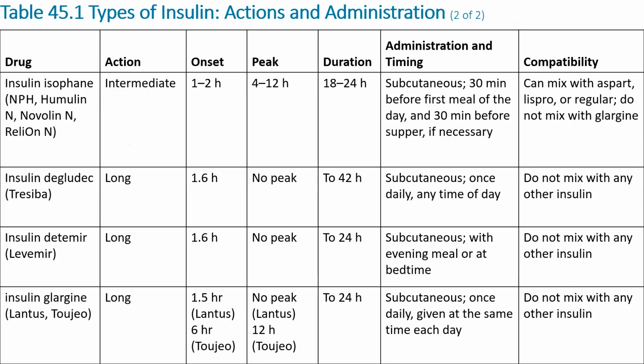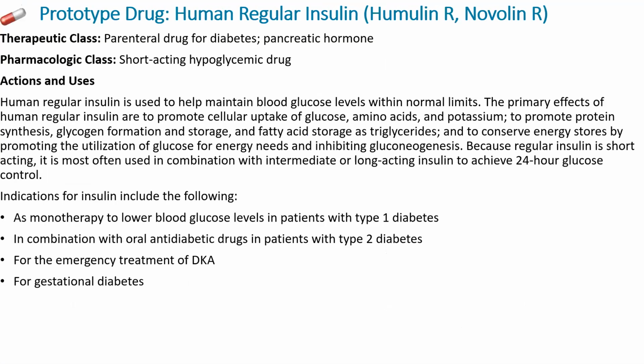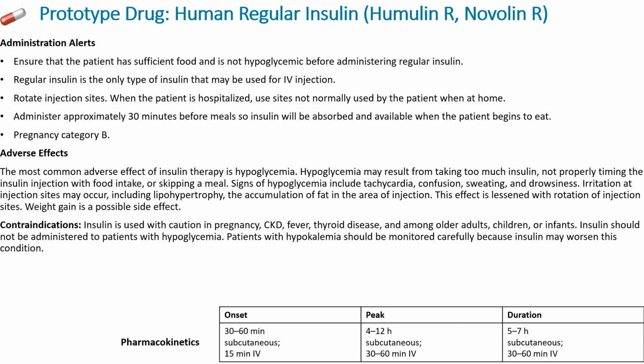The rest of the medications, intermediate like NPH, and then the long-acting like Levemir, Detemir, Glargine, all of these should be given only subcutaneous. So all these different types of insulin are given sub-Q, except for the regular insulin, Novolin R, Humulin R, which can be given sub-Q and as an IV as well.